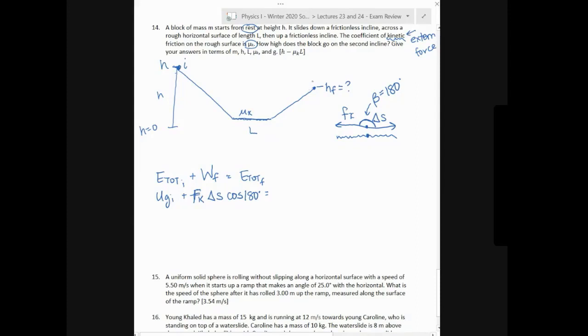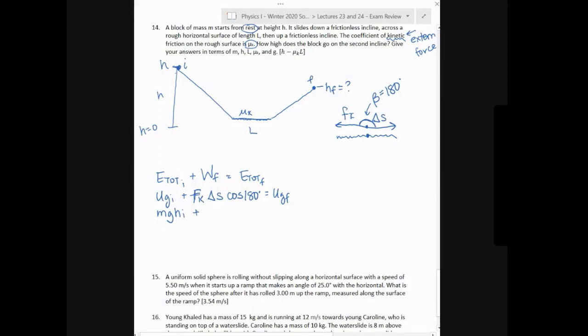So now this is our final position over here. When we're at the top of the ramp again, what kind of energy does it have? Potential energy. Good, gravitational potential. So we have Ug final. So here's our equation for gravitational potential initial. It's mgh initial plus, okay, our force of kinetic friction.